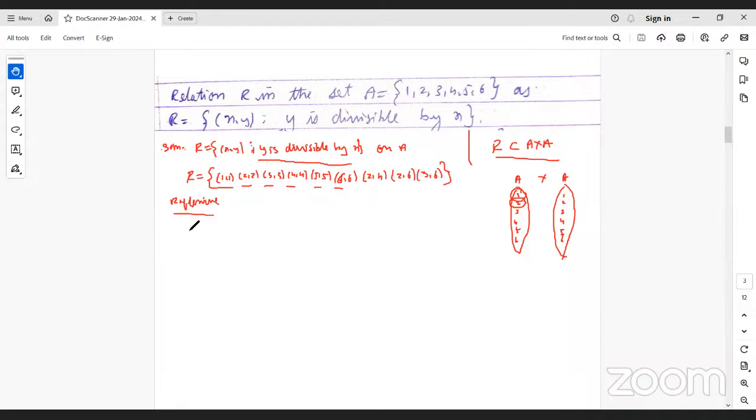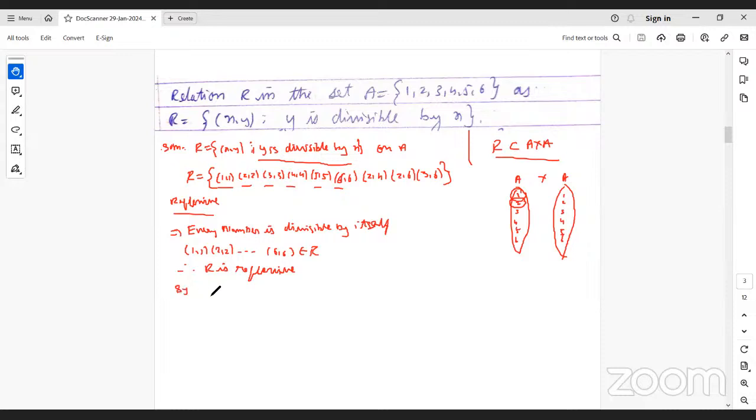So here you can write every number is divisible by itself. And since every number is divisible by itself, these terms, 1 comma 1, 2 comma 2, up towards 6 comma 6 are present in the relation, and therefore we say R is reflexive. If you don't mention the reason, you will not get the marks. So here I have written the reason. The general reason is every number is divisible by itself. So this one line if you write and write R is reflexive, you will get full marks.